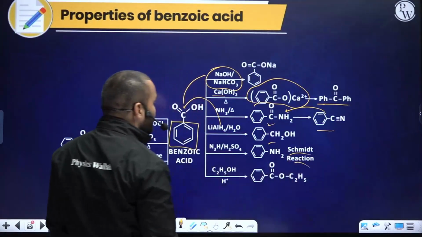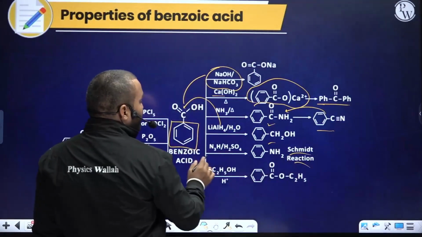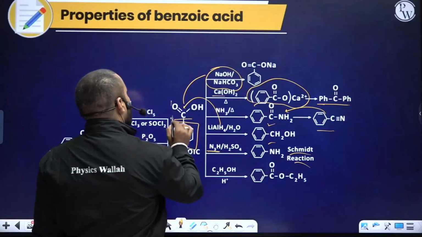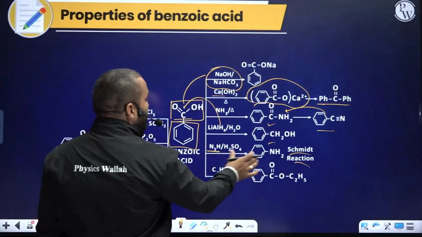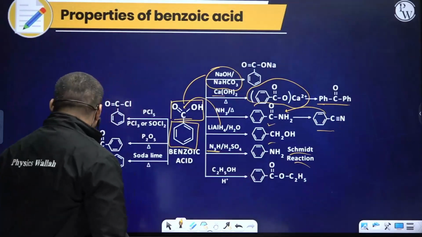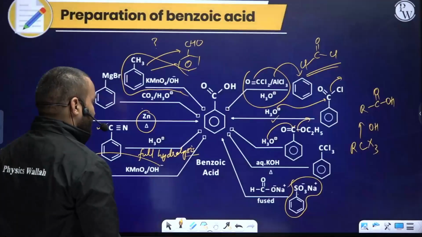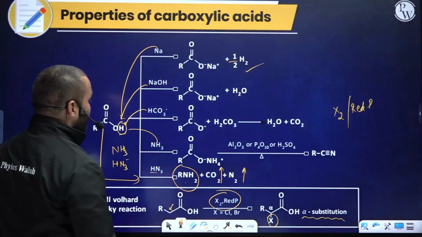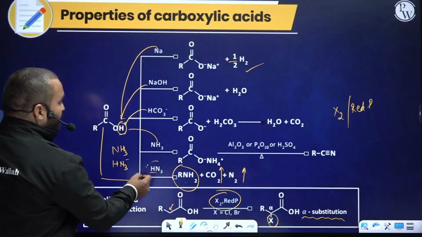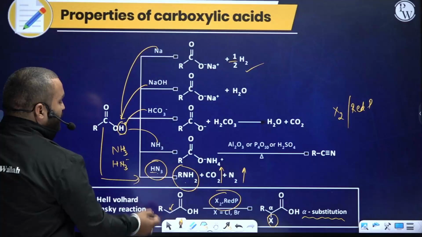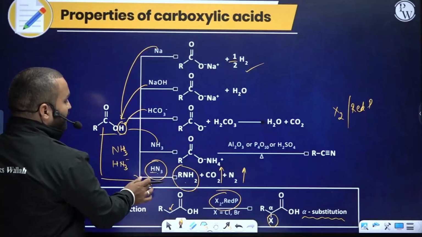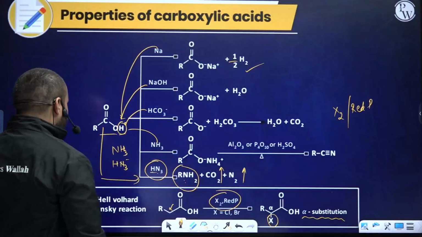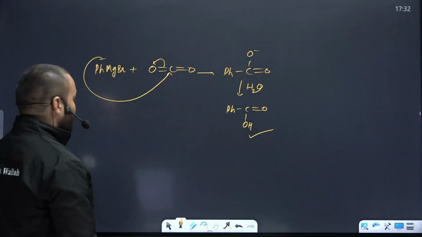What is Schmidt reaction? The reaction of carboxylic acid with hydrazoic acid will replace C double bond OH, and put down NH2 there. This is the same reaction that we had here also. Reaction with HN3, hydrazoic acid. Acid with hydrazoic acid, you can obtain primary amines. The name of the reaction is Schmidt reaction.